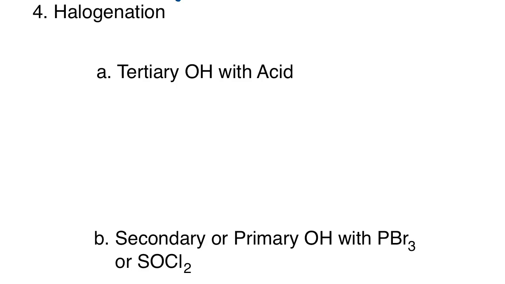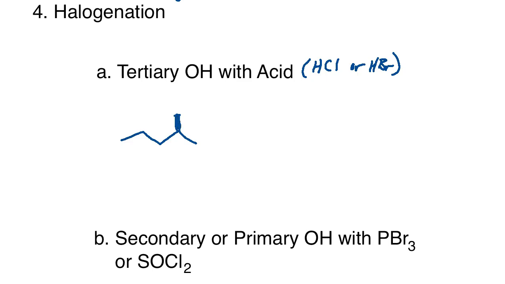Tertiary alcohols can be utilized with acid. Now the acid needs to be a hydrohalic acid. So when we're talking about this, we're talking about HCl or HBr. You could also use HI. But we need one of those strong acids that are associated with the halide. And that's important because the halide is going to act as a nucleophile at the end of the reaction when we're working with it. So if I have a tertiary alcohol, let's draw an example here.